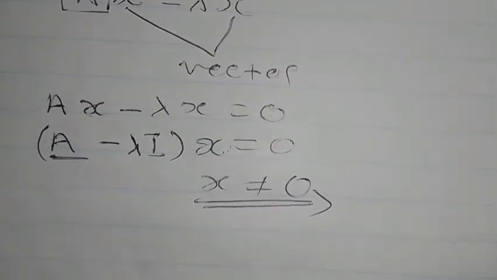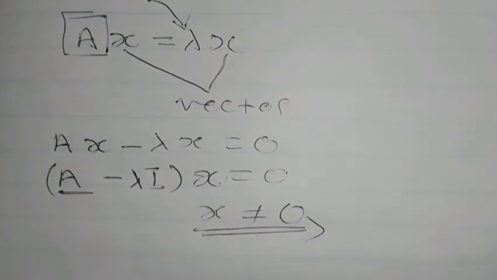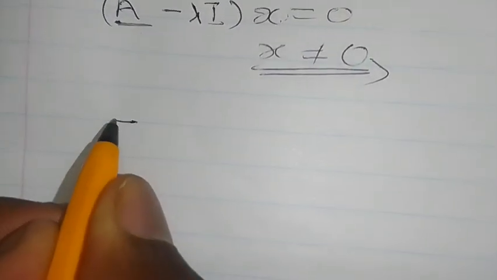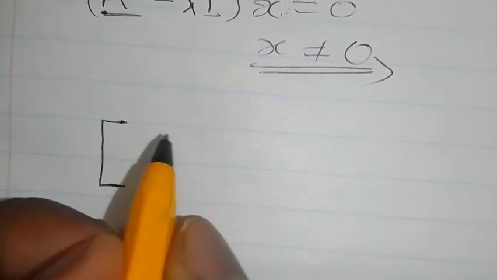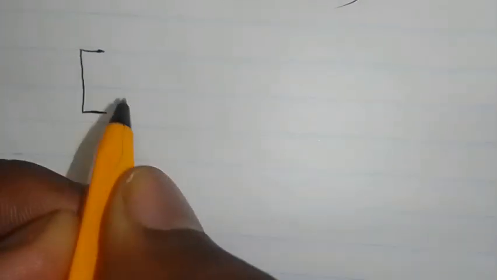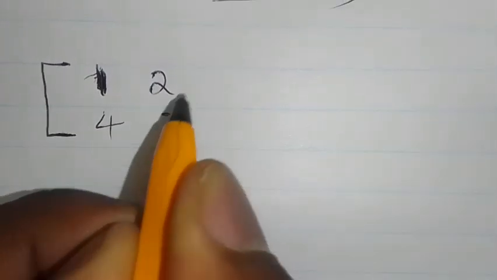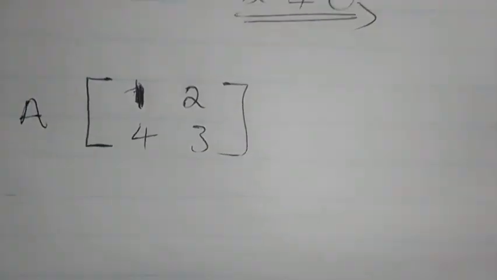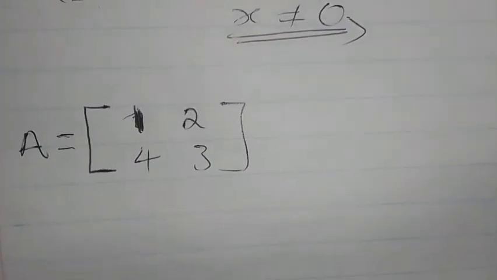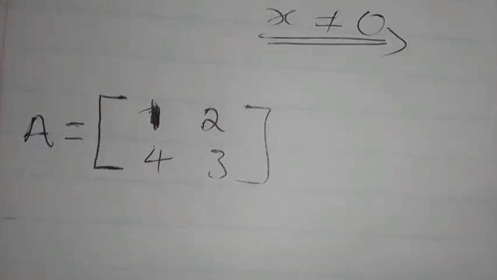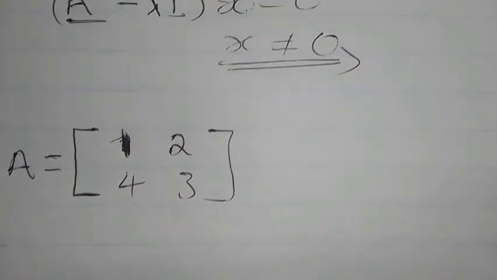So now, how do we find the eigenvector and the eigenvalue for a matrix? Let's say we have a matrix with the entries 1, 2, 4, and 3. Let's say we have matrix A, and we're looking for the eigenvalues associated with matrix A, and its eigenvectors associated with those eigenvalues.